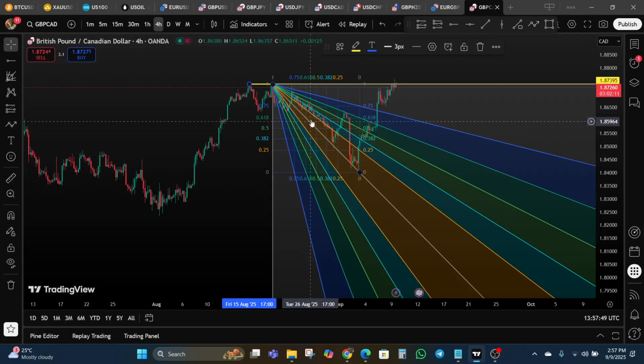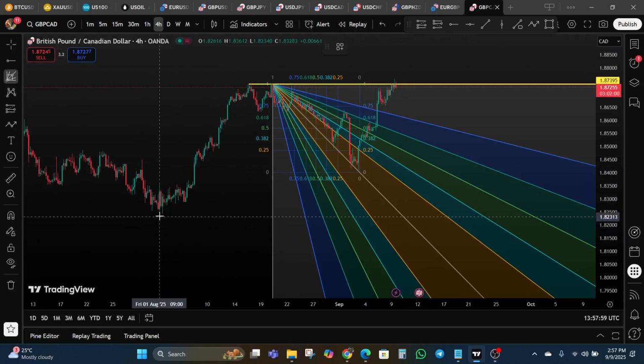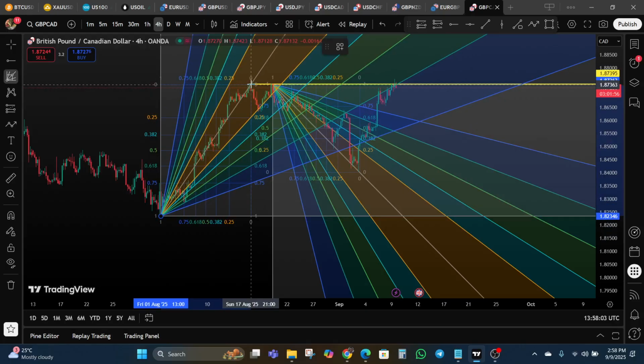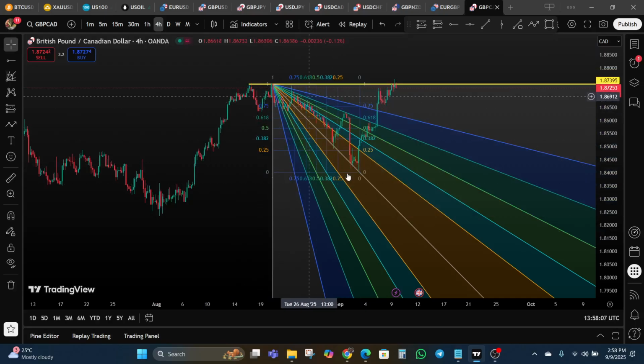So you place the fan starting point at the swing high and you draw it down to the swing low in a downtrend, or from the swing low to the swing high in an uptrend. So that's for an uptrend. But since we are in a downtrend, we have to draw it from the swing high to the swing low.